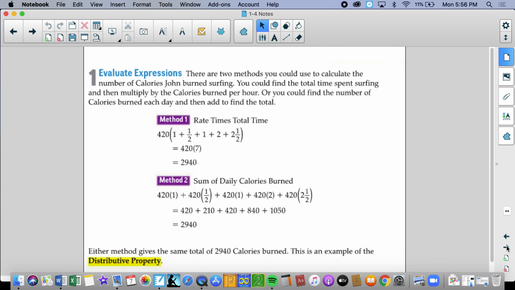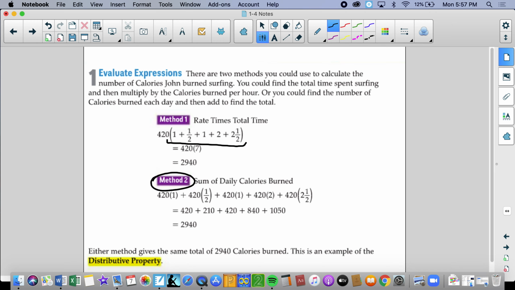So we could multiply 420 times each day's hours: 420 times 1, 420 times a half, 420 times 1, 420 times 2, 420 times 2.5. That would be method 2. Or we have the ability to add up all of those hours, 1 plus a half plus 1 plus 2 plus 2.5, and then multiply 420 times that total amount of time that he surfed over the week.